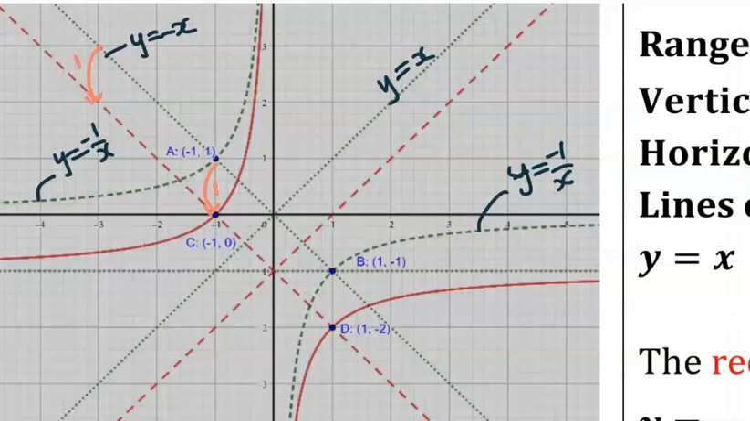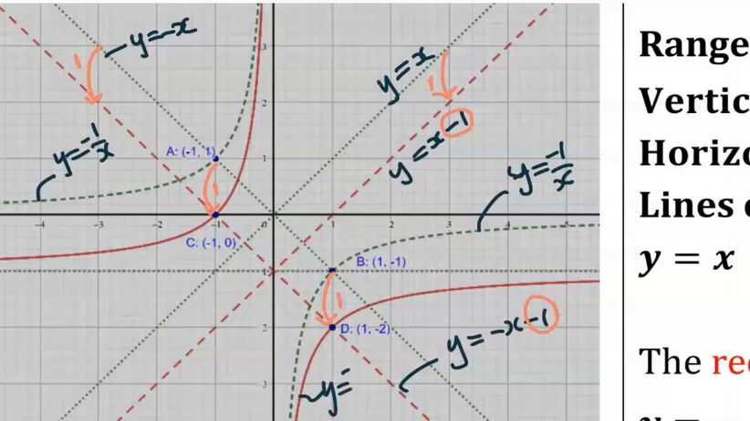And from here to there is 1 unit down, and from there to there is 1 unit down. So everything has shifted 1 unit down. This is now my line y equal to x minus 1, so we've shifted 1 unit down. And this is my line y equal to minus x minus 1, 1 unit down. And this is my graph y equal to minus 1 over x minus 1. So everything just shifted 1 unit down.